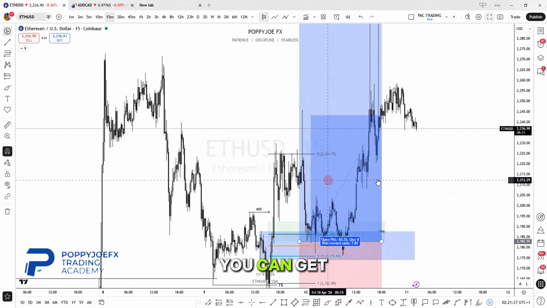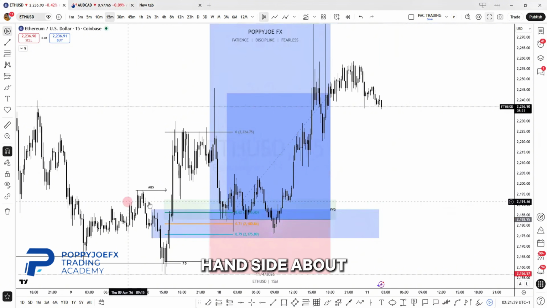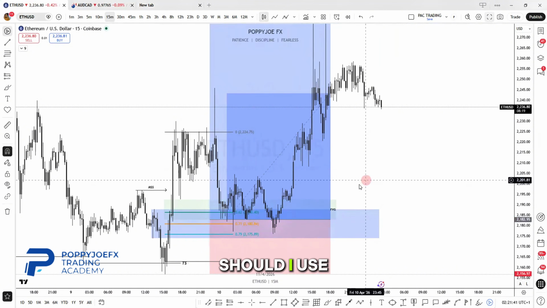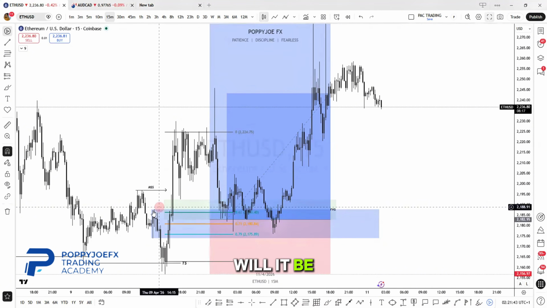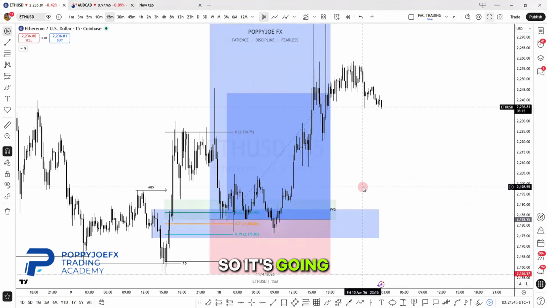But this is another way you can get a trade without worrying on the left-hand side about which exact POI I should use. Will it be this other block? Will it be this inside bar? It's going to remove a lot of worry from you, trying to choose the POI all the time. That is definitely going to be taken down to zero. You will not have to worry about what POI to use, which one you should trade. It's just going to be straight head on. It's a mechanical system that anyone around the world can definitely use.